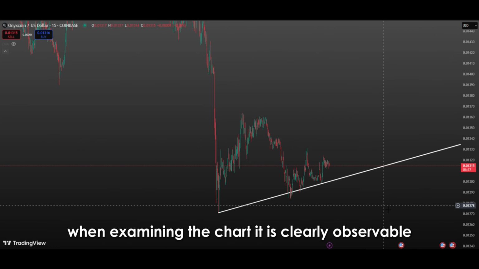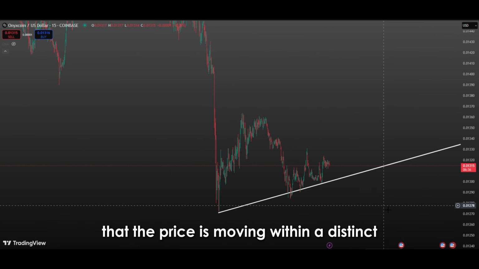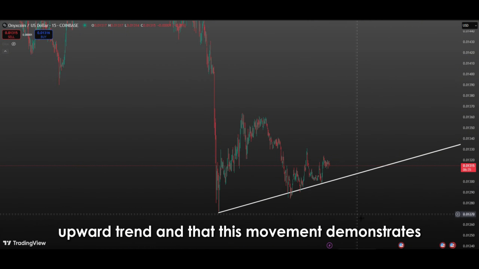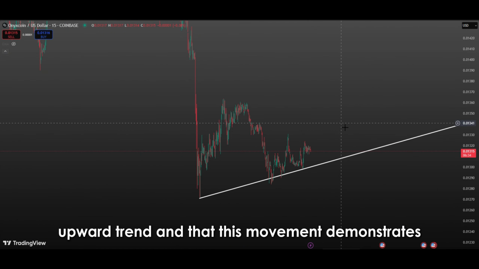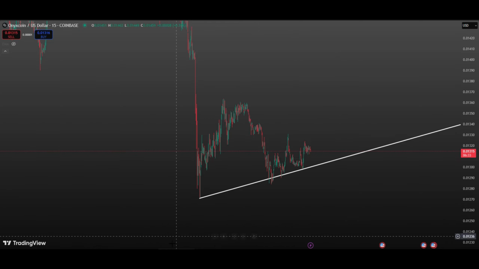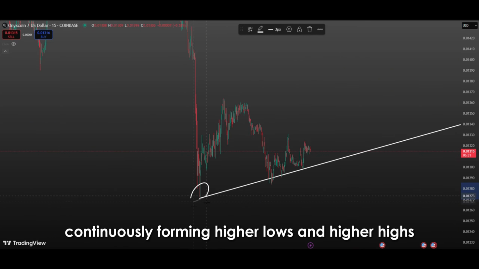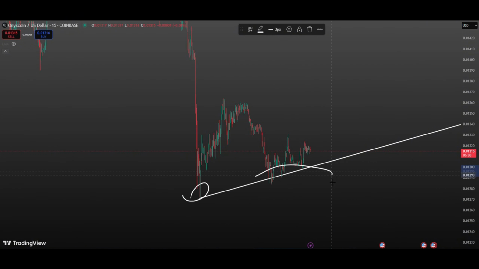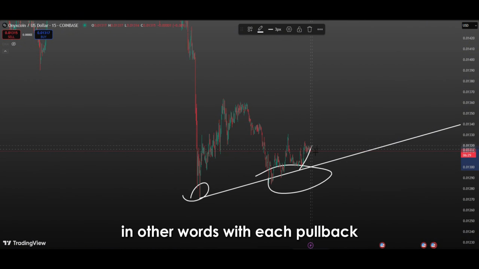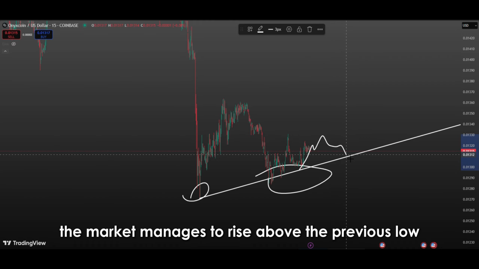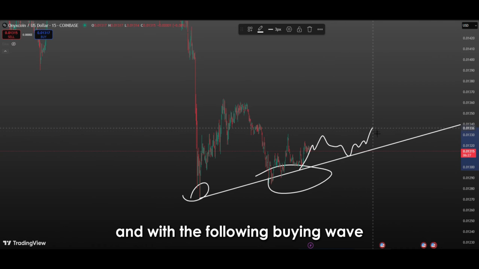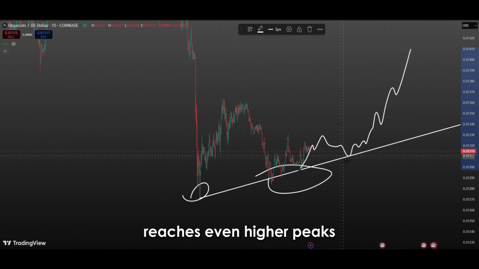When examining the chart, it is clearly observable that the price is moving within a distinct upward trend, and that this movement demonstrates a highly consistent structure. This uptrend has been reinforced recently by the price continuously forming higher lows and higher highs. In other words, with each pullback, the market manages to rise above the previous low and, with the following buying wave, reaches even higher peaks.